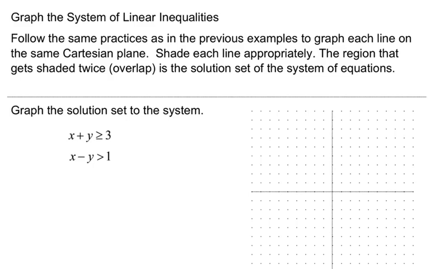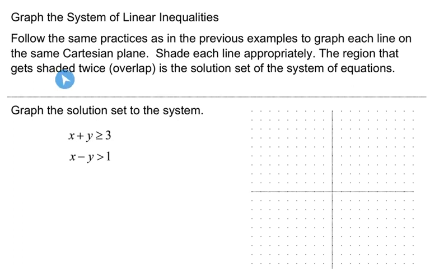Hello. In this video, we're going to look at graphing a system of linear inequalities. In the two videos which preceded this, we graphed just one linear inequality. Here, we're going to follow the same practices as in those previous examples. We're going to graph each line on this Cartesian plane, and then we would look at shading each line appropriately. What would be the shaded region for each line?